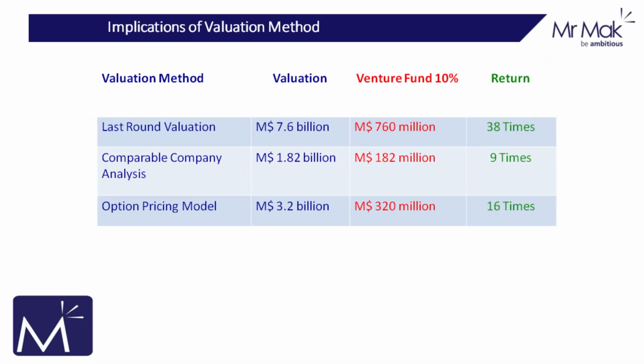Assume that the venture fund has invested 20 million for a 10% stake in a portfolio company. Now that company has just raised fresh capital, valuing it at 7.6 billion. Using the last round valuation, the value of the venture fund stake would be 760 million. That's just 10% of the 7.6 billion valuation. So the initial 20 million investment has yielded a return of 38 times as things stand.